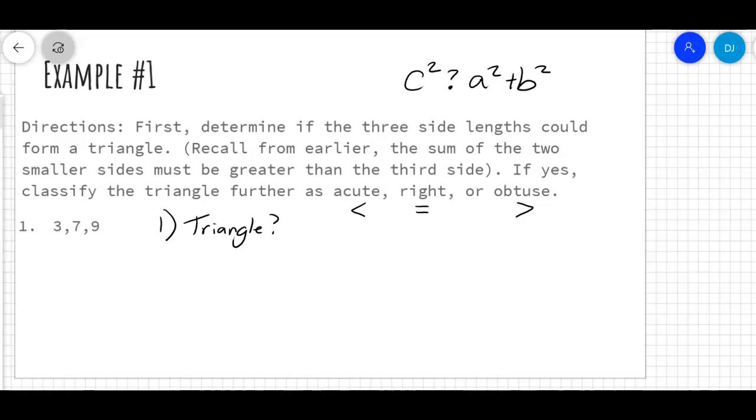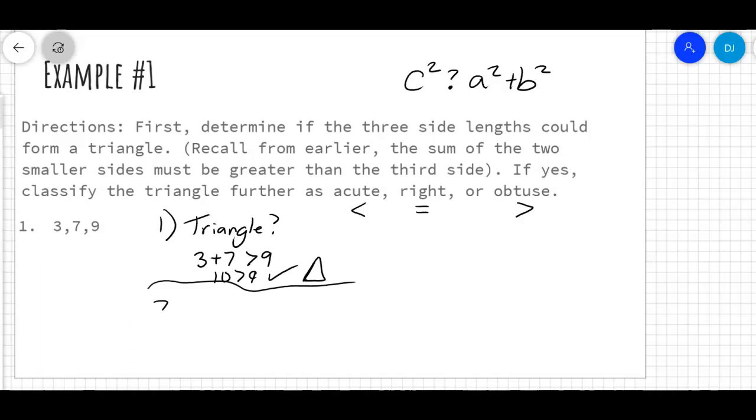And we're going to use the triangle inequality theorem. All right, so take the two smaller sides. Is 3 plus 7 greater than 9? Okay, 3 plus 7, that's going to give us 10. 10 is greater than 9, so yes, this is a triangle. We can go ahead and move on to our next step, which is testing it.